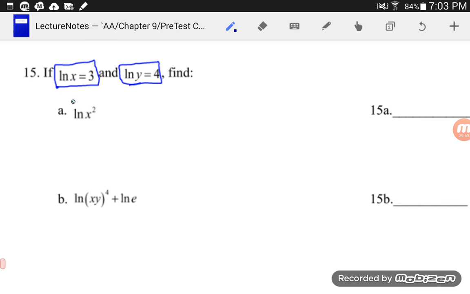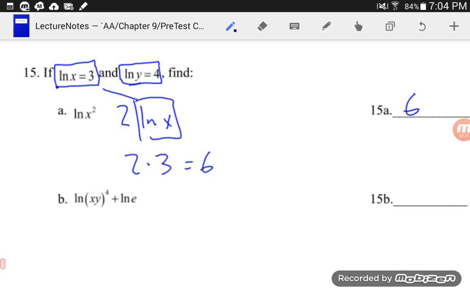We know by the power property that I can take that 2 down in front, so I get 2 times the natural log of x. Well, what is the natural log of x? It equals 3. So what do I really have? 2 times the natural log of x is 2 times 3. Yes, that is the answer, 6.